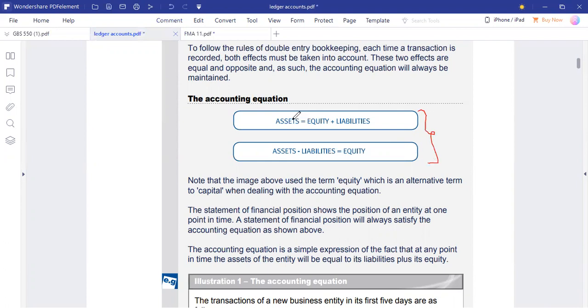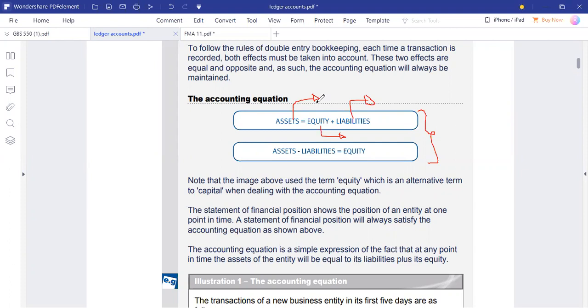Assets are what we own. Liabilities are what we owe. Equity is the money that we started with. It's called capital. So assets can be fixed or current assets. The fixed assets are simply assets that are used for business use in a company: vehicles, fittings and fixtures, land, buildings.